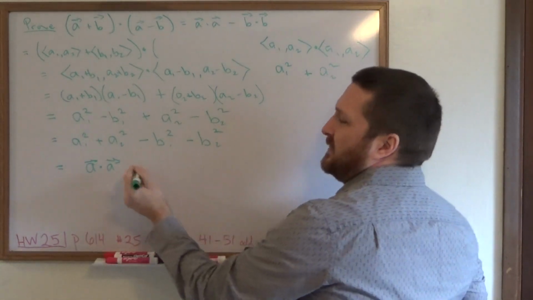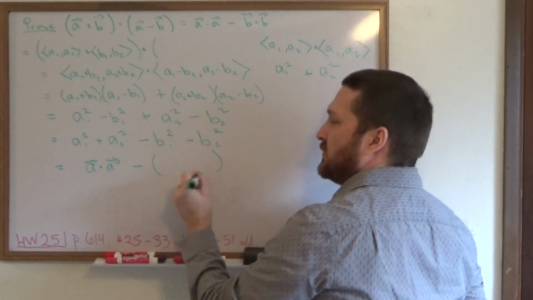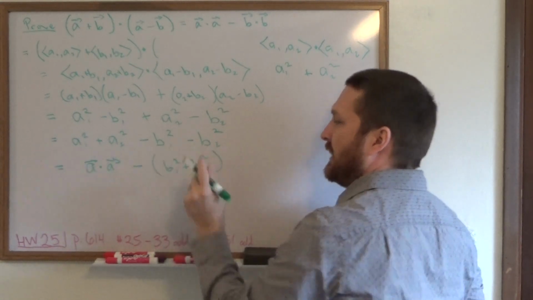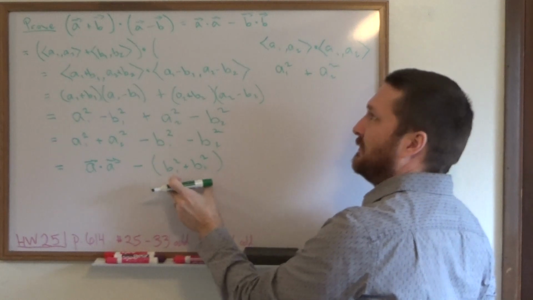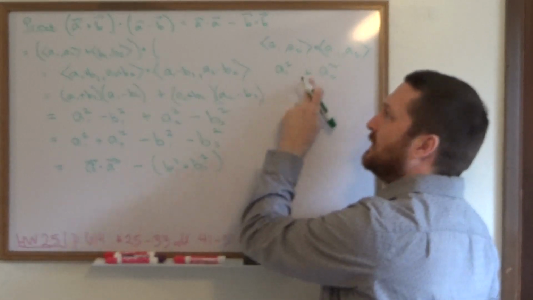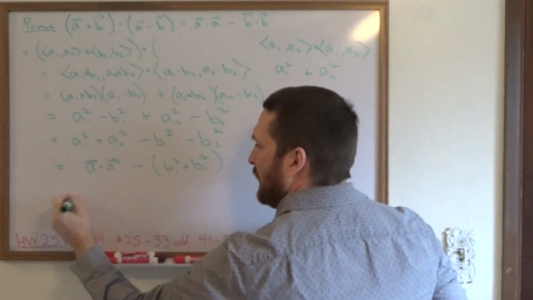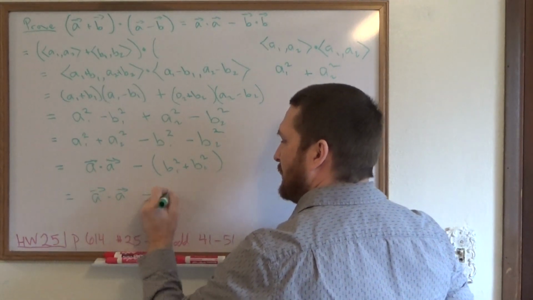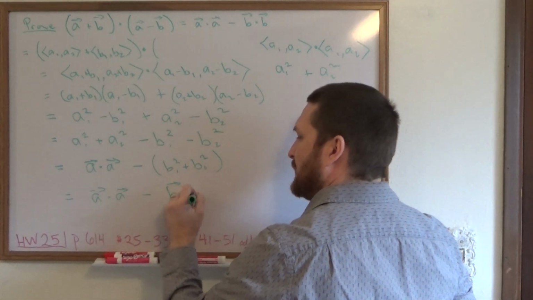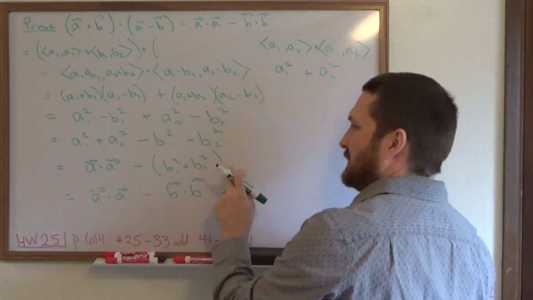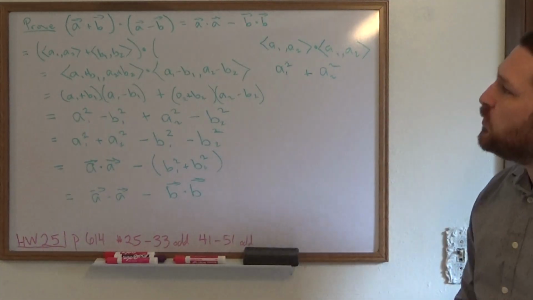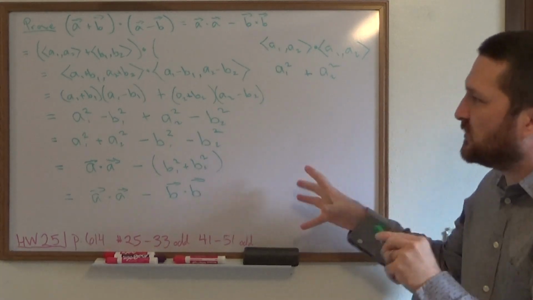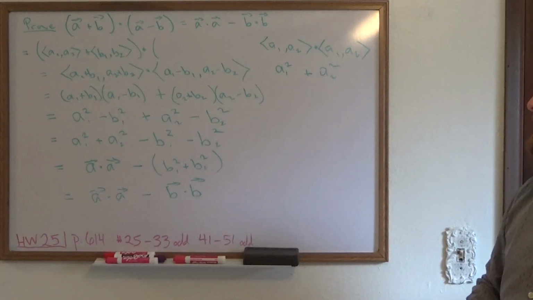Now I'm going to take another step and go minus, these are just real numbers, B1 squared plus B2 squared. And now it's easier to see that that's the same thing. By the same reasoning, that's the same thing as B dot B. And so we have A dot A minus B dot B, which is exactly what we wanted to show. So that's one way you could do it, just component-wise, just straight up brute force, just use the definitions of stuff.